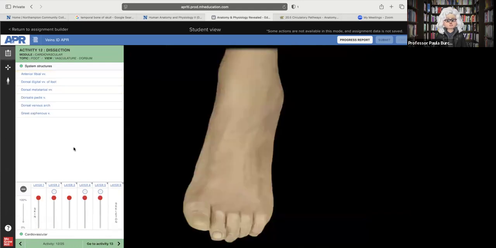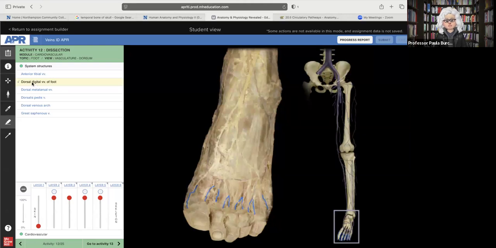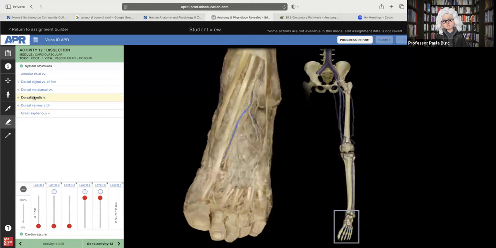Now looking at the foot, we're going to start with the digits. Remember, this is the dorsum of the foot, top part of the foot. So those are your digital veins. And remember your metatarsal bones. So now we're going to go into the metatarsal veins, into a dorsal venous arch. See how it forms an arch there? And then the dorsalis pedis here, if you remember the dorsalis pedis artery, is where you can feel the pulse. So this is running alongside that. And then into the anterior tibial.